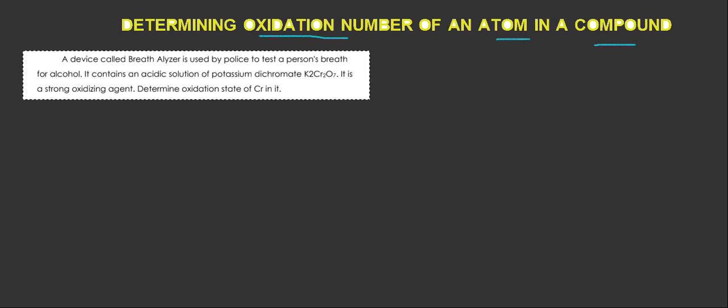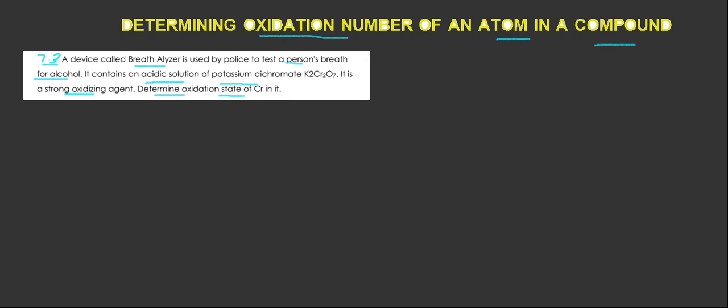Now this is an example from your book. This is example number 7.3 of your book, which says: a device called a breath analyzer is used by police to test a person's breath for alcohol. It contains an acidic solution of potassium dichromate. It is a strong oxidizing agent. Determine the oxidation state of chromium in it.